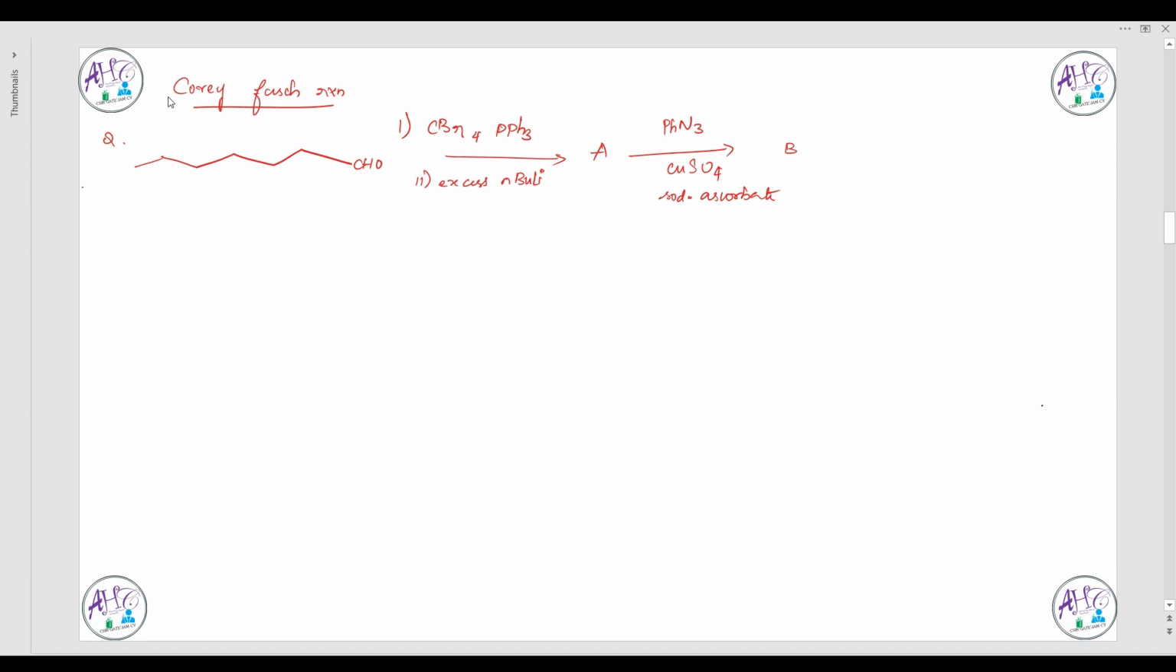So first, let us identify this as a Corey-Fuchs reaction. If you see a reagent CX4 with triphenylphosphine, and then in presence of halide, this is called your Corey-Fuchs reaction. This is how you should identify it.